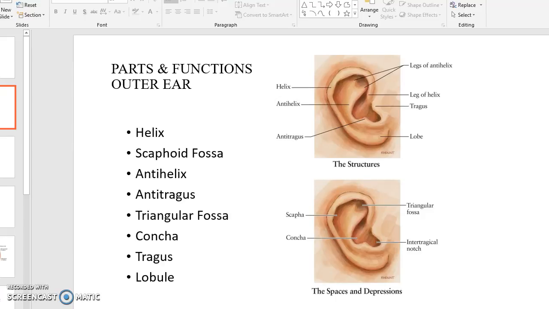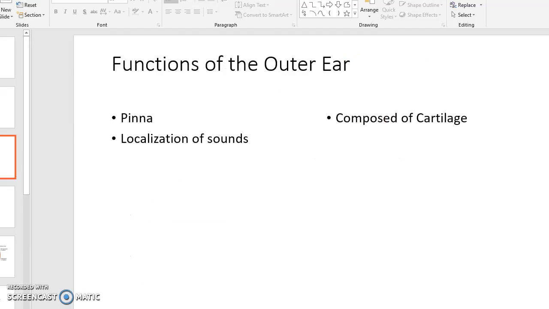The helix, the scaphoid fossa, the antihelix, the antitragus, the triangular fossa, concha, tragus, and lobule. The functions of the outer ear. The pinna, which is composed of cartilage, helps to localize sound.